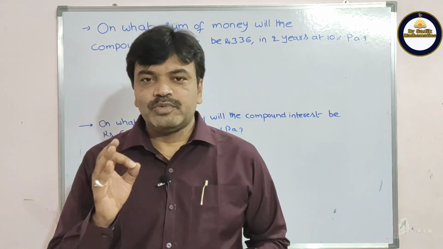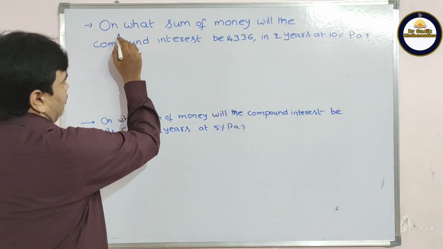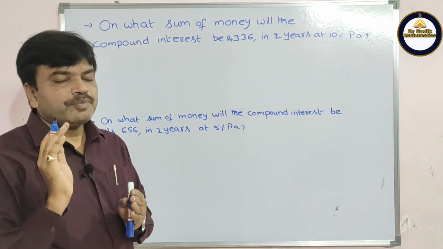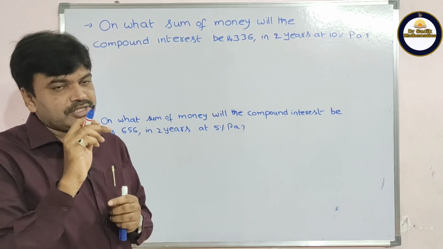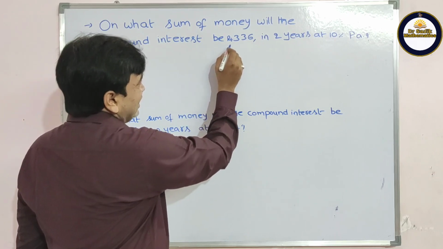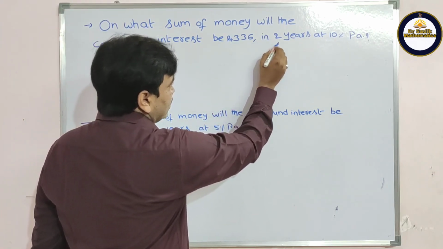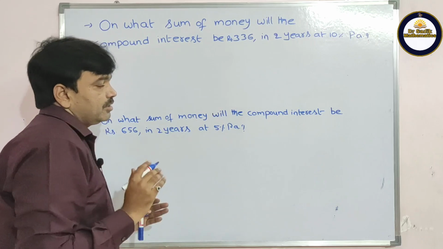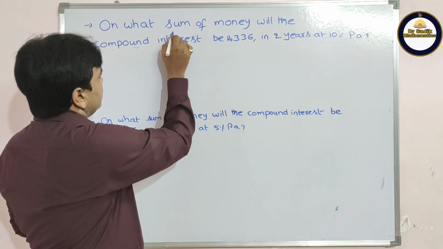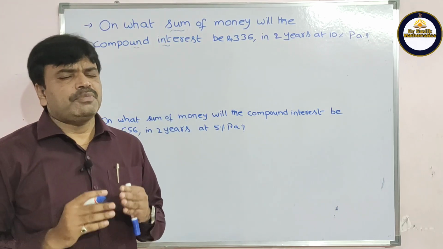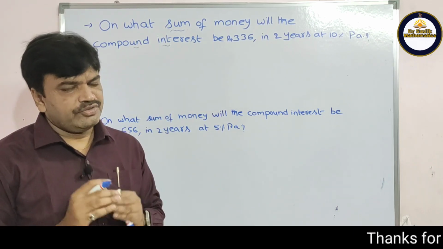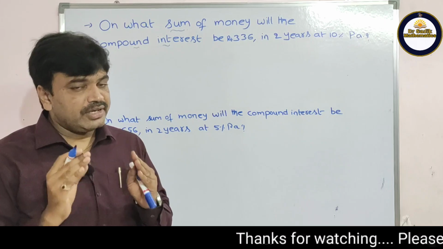Let us see the problem. And what sum of money? What, friends? Sum. Sum means principal. That means we are finding the P value here, friends. Will the compound interest be rupees 336 in 2 years at 10% per annum? We know the relation between compound interest and P, friends. By using that relation, we can find the P value very easily. Let us see what the given data is first.